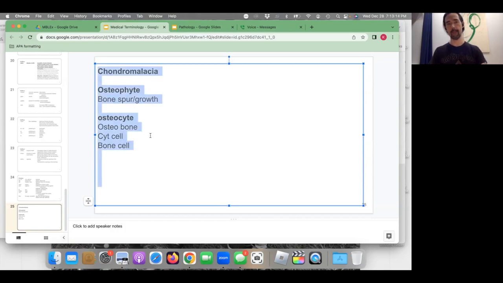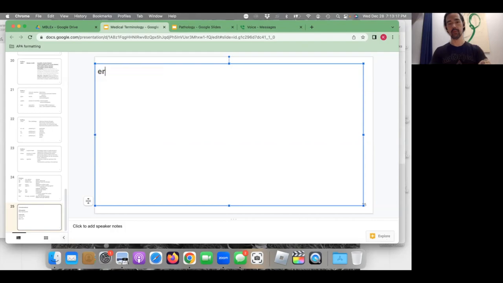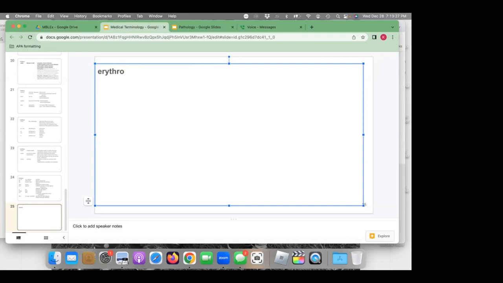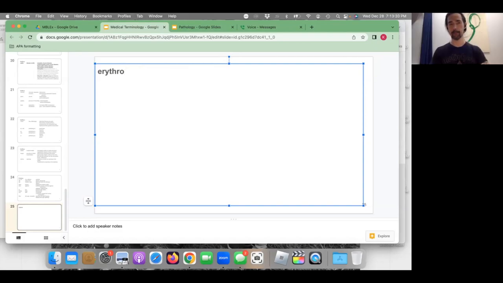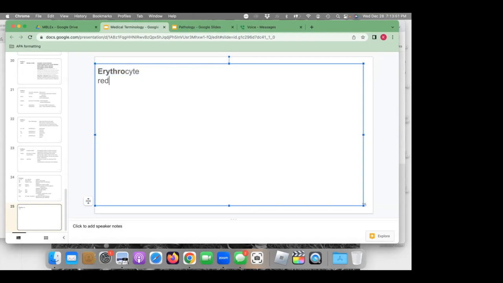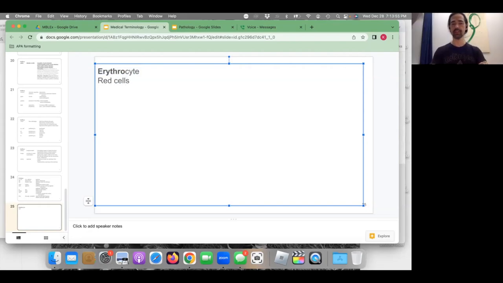Okay, let's look at erythro. Who remembers what erythro means? It's literally a color. Erythro means red. Red, right? In reference to red blood cells. So then erythrocyte, C-Y-T-E, an erythrocyte would be what? Red cells, literally red cells. And this is one thing that's implied, that it's a red blood cell, right?